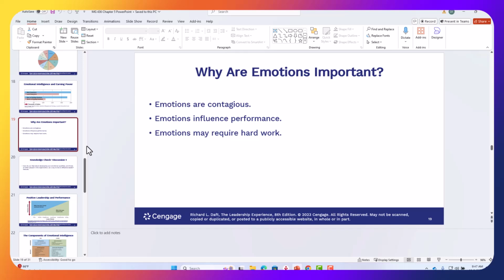When you build somebody up through using positive emotions, this is how you get somebody to improve. Emotions may require hard work. Yes, they may require hard work, and particularly for people who are not naturally wired that way.